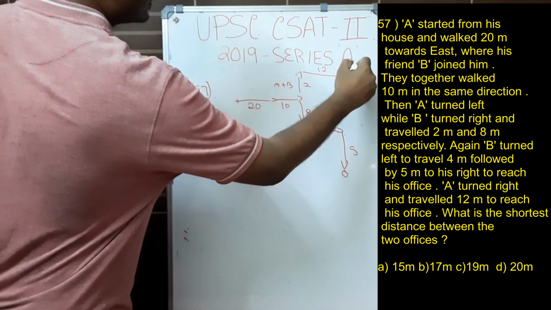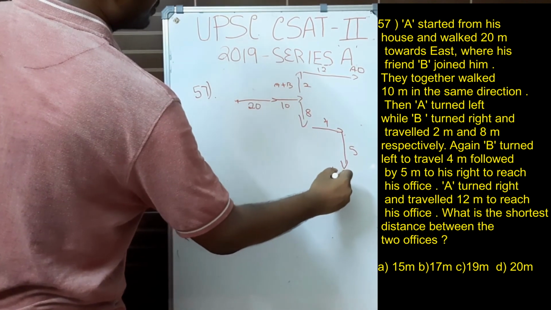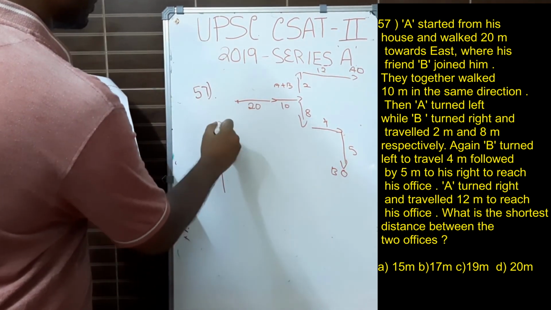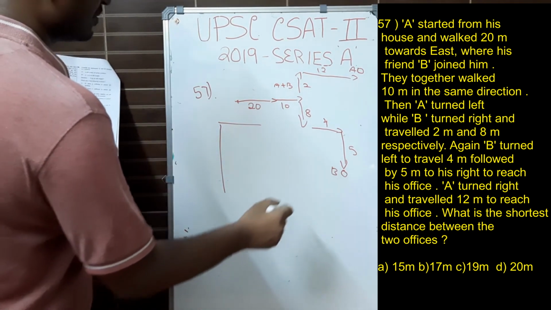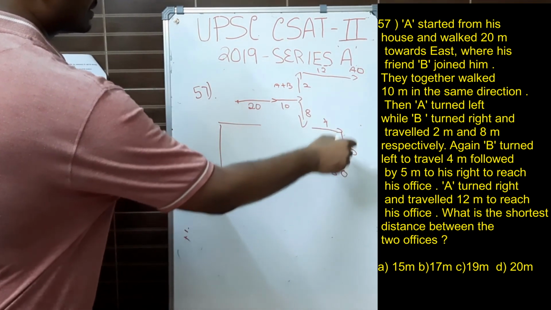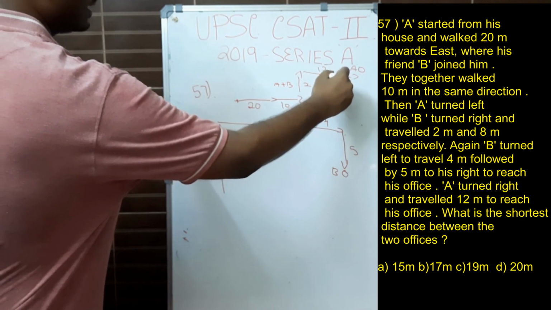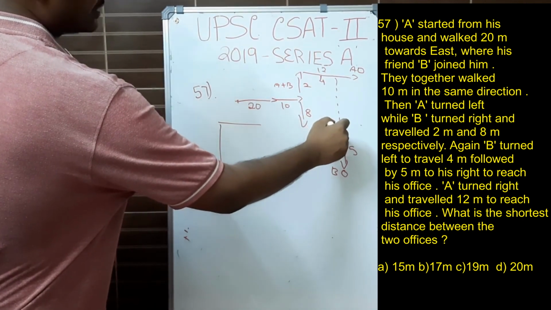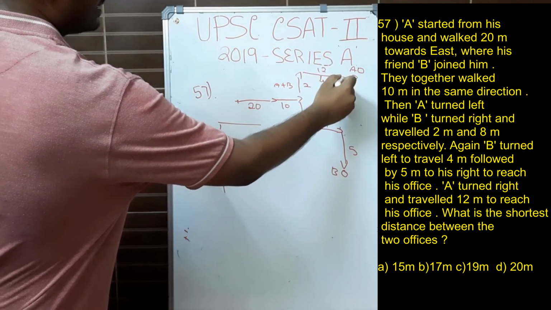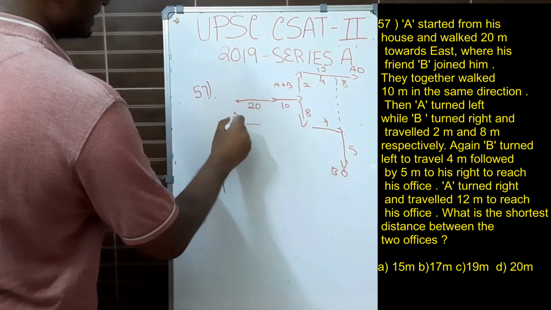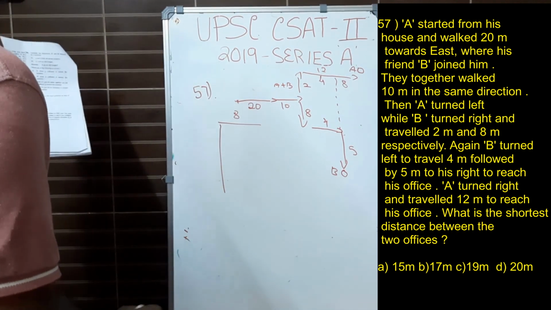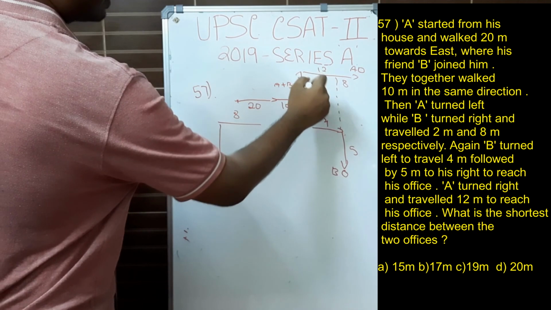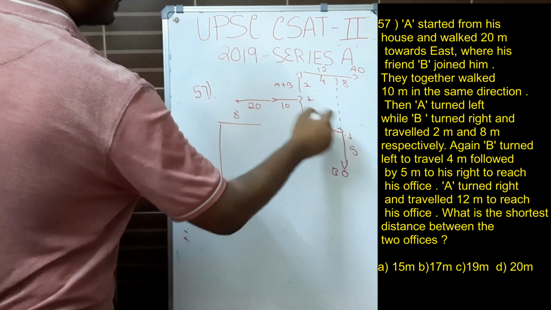This is A's office. I write AO, and B's office BO. So we have to consider the vertical distance and the horizontal distance. If you see the horizontal distance between these two offices, then I can take this imaginary line here and say this is 4, because here it's 4, and to reach 12 I need 8 over here. So the horizontal distance is 8. Now when I go for the vertical distance, I will add all this, 2 plus 8 plus 5, and I will reach 15.